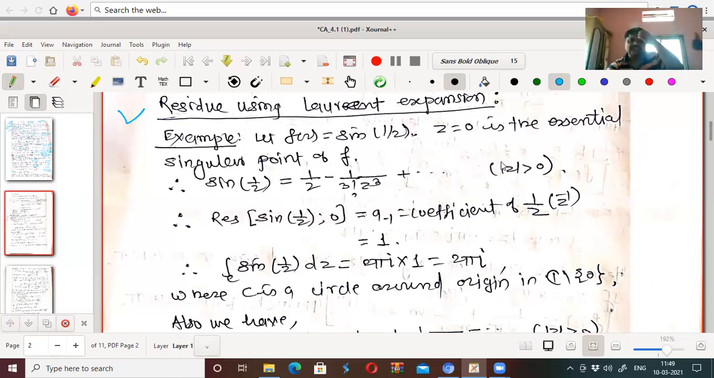You can use the Laurent series expansion to obtain the residue also. And it is very simple: it is just the coefficient of 1 upon z minus z0. So the coefficient of 1 upon z minus z0 in the Laurent series expansion will be the residue, and we can obtain that residue here. For example, let f of z equal to sin 1 by z. We know that z equal to 0 is the essential singularity of f.